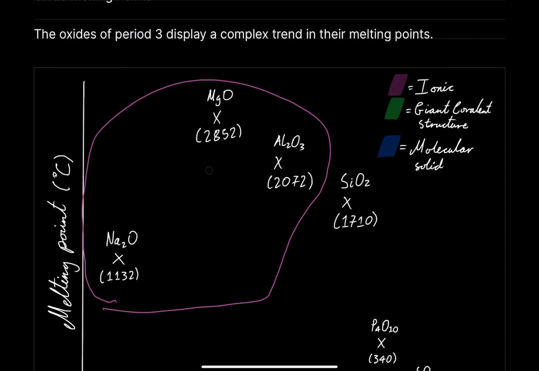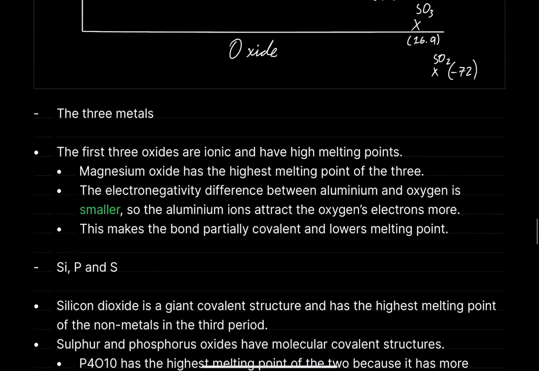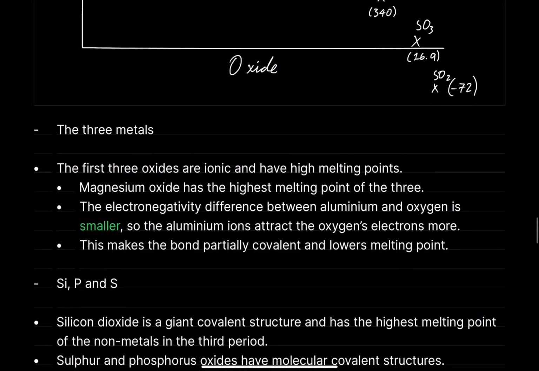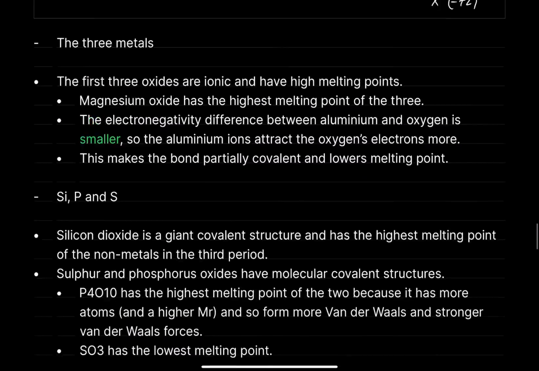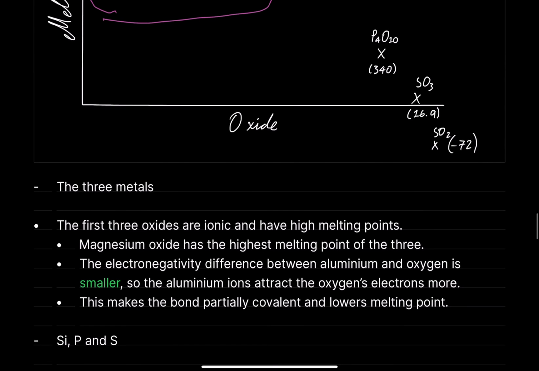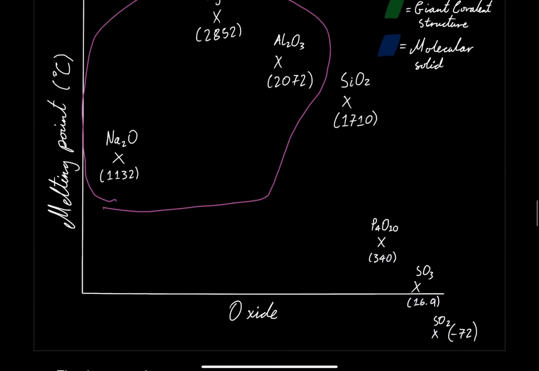Now you'd think Al2O3, or aluminium oxide, would have a higher melting point than magnesium oxide, since it's technically Al3+, which has a higher nuclear charge. Now the thing with aluminium is that if you look at the Pauling scale, the electronegativity difference between aluminium and oxygen is smaller compared to magnesium and oxygen. So the aluminium ions attract the oxygen's electrons more, and this makes the bond partially covalent, and that lowers the melting point. So hopefully that makes sense.